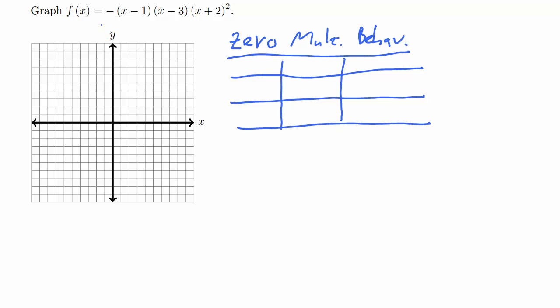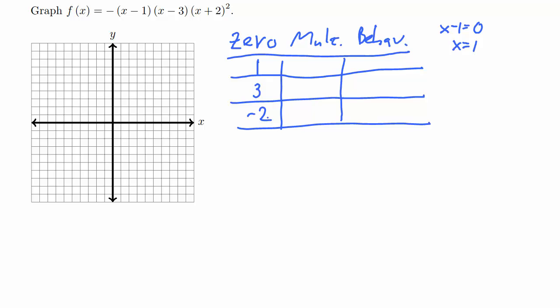Now, because this function is fully factored, and every factor is x plus or x minus, the zero is always the opposite of the number that we see here. To see this, you can set x minus 1 equal to 0. Add 1 means x equals positive 1. So positive 1 is a zero. Same thing here, you would say x minus 3 equals 0, add 3, so x equals 3. And when x plus 2 is equal to 0, that means x is negative 2.